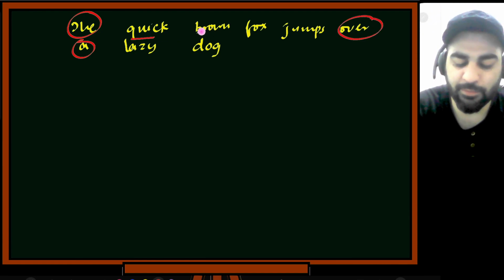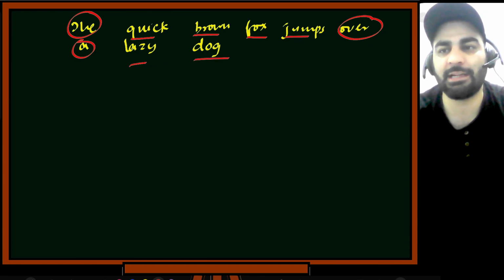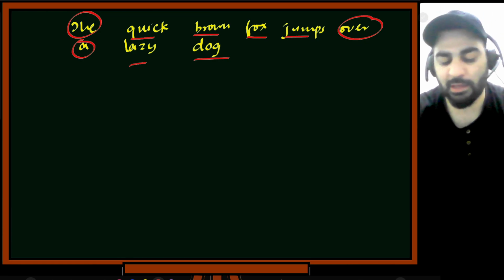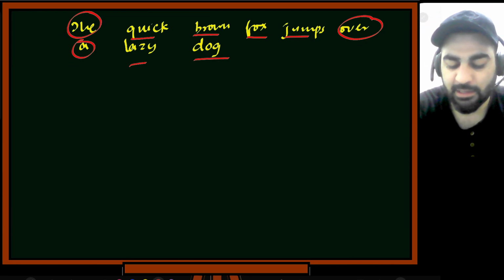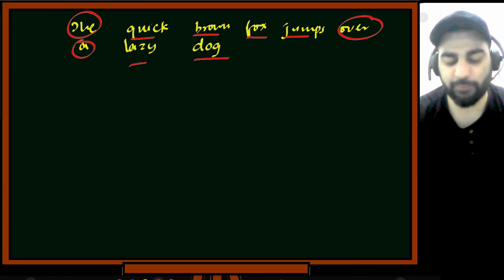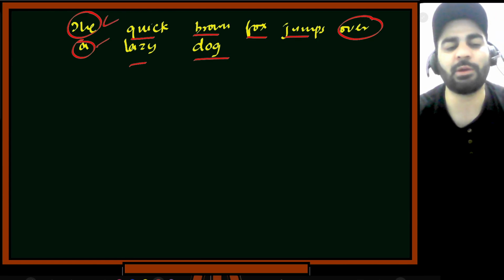Now quick, brown, fox, jumps, lazy, dog, these are meaningful. They provide some context, and they contribute significant meaning to the overall context. But words like "the" and "over" do not carry that much significance, and they are more frequent. If you see a document, these words will appear more. So that's why we remove these words.